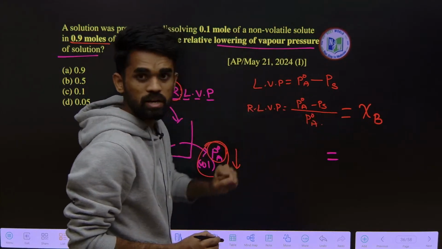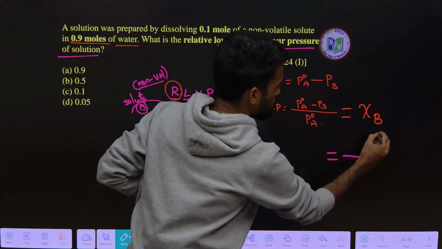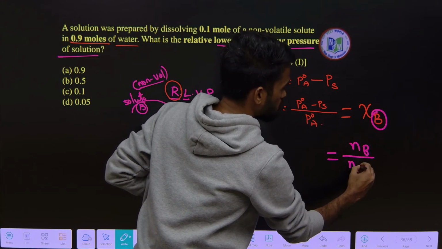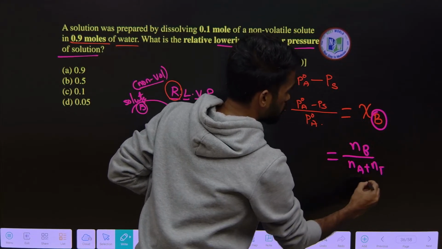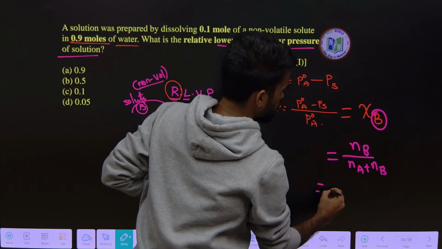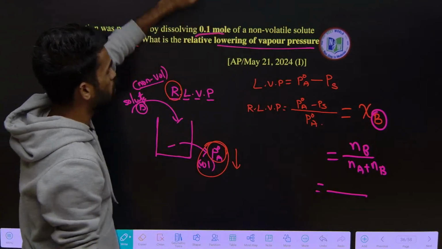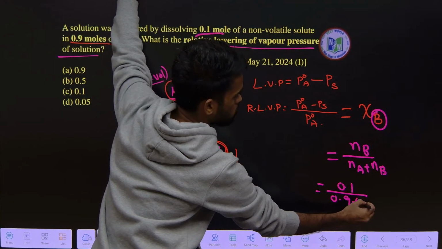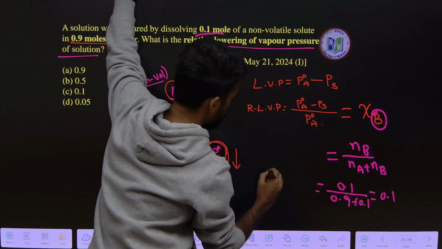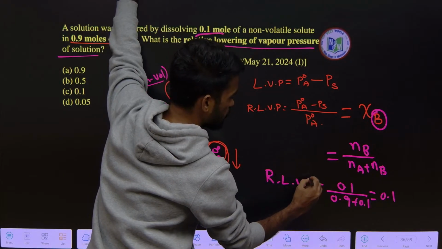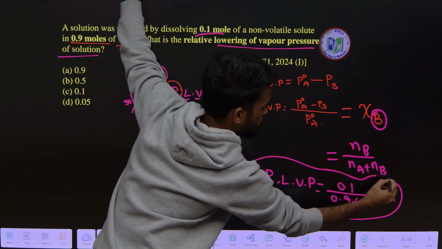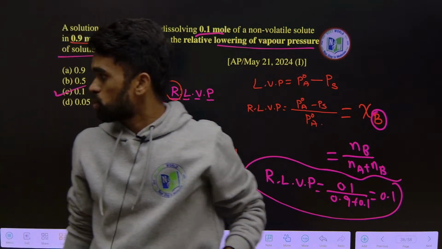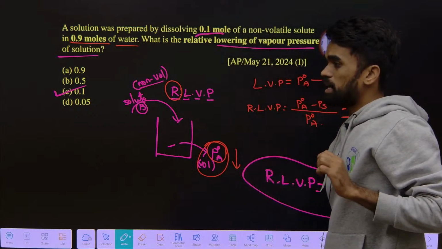So what is the number of moles of solute? The mole fraction of B, the solute, is the number of moles of solute divided by Na plus Nb, the total number of moles. The number of moles of solute is 0.1 mole, and the number of moles of solvent is 0.9. So RLVP is equal to 0.1 divided by 1. Very simple guys, 0.1. That's it. This will be your answer for the question, so we have option C as the answer. This is also clear now.